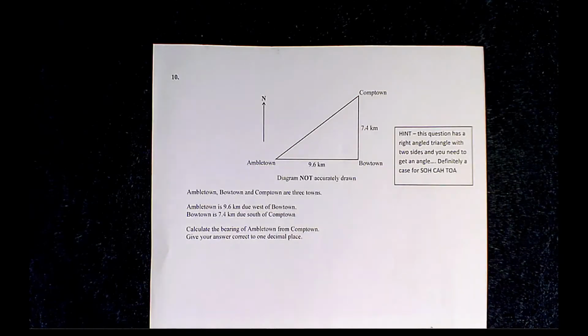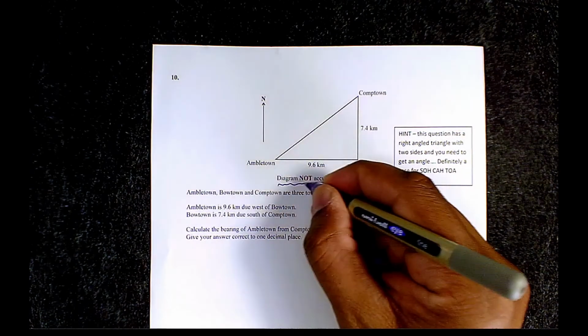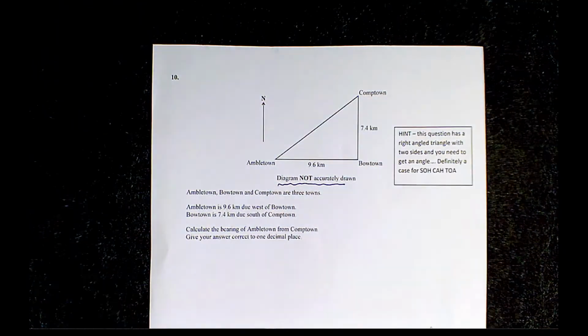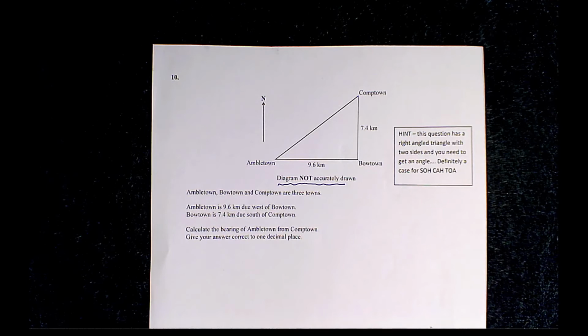Now looking at our final question, again this question is not drawn accurately, so we know that we're definitely not going to be able to use our protractor to work out what this question is, even though it's a bearings question. So it says Ambletown, Bowtown and Comptown are 3 towns. Ambletown is 9.6 kilometers due west of Bowtown, and Bowtown is 7.4 kilometers due south of Comptown. Calculate the bearing of Ambletown from Comptown and give your answer correct to 1 decimal place.